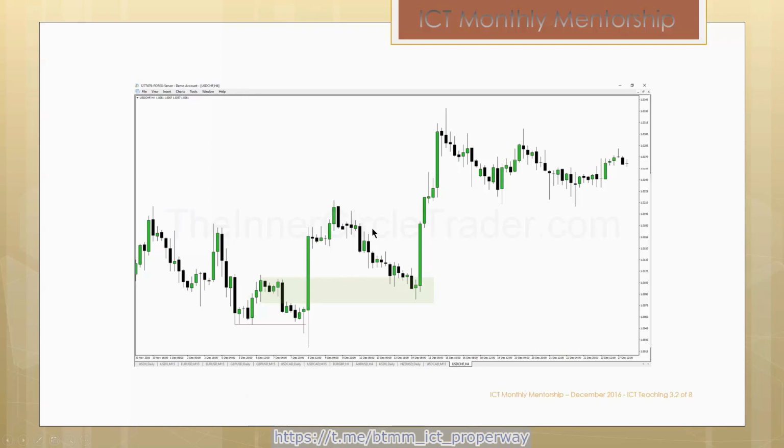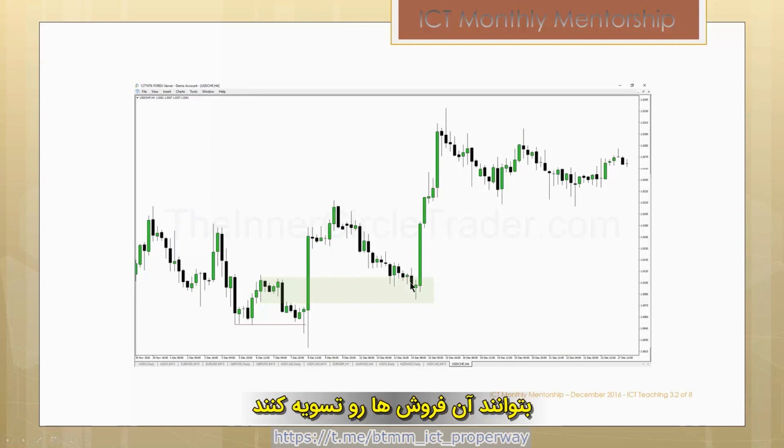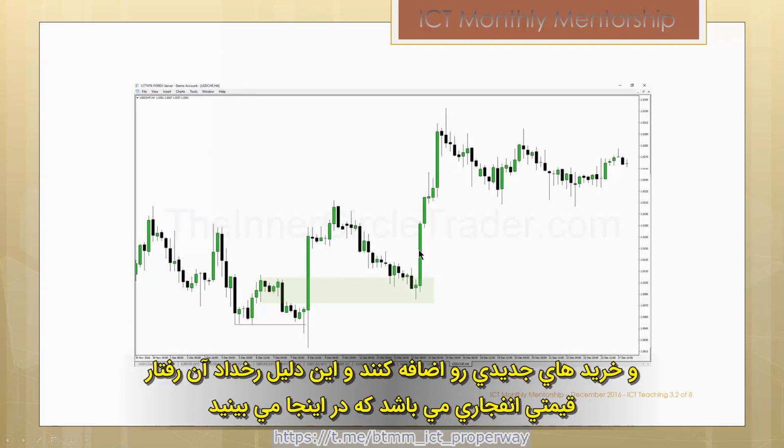They have deeper pockets than us. They'll wait for price to get back to an area where they can mitigate those shorts and add new longs. And that's why you see that explosive price action seen here.